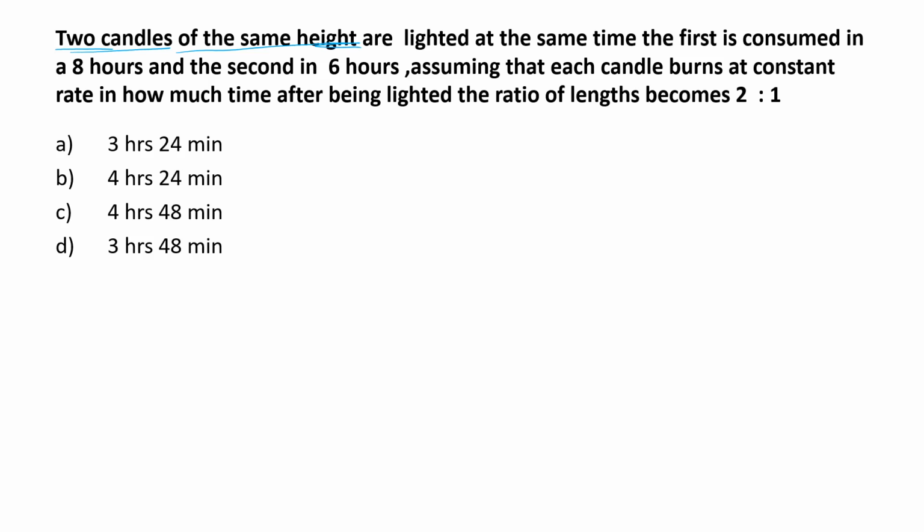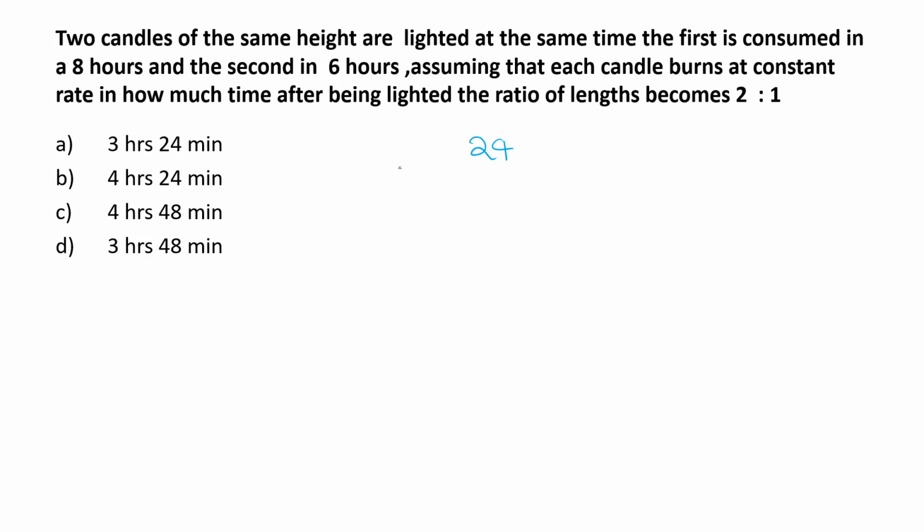Let us take the same multiple, that means the common multiple of both the given numbers, that is 8 and 6, as the total height of the candle. Let's take 24 units as the height of both the candles. The common multiple of 8 and 6 is 24. So let us take 24 units as the height of both the candles.